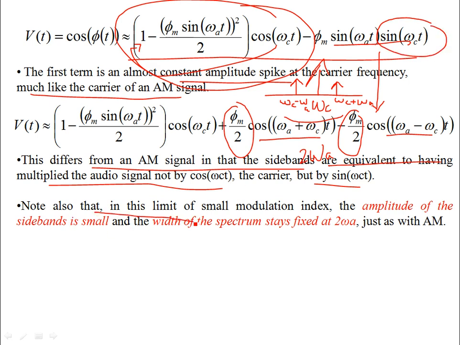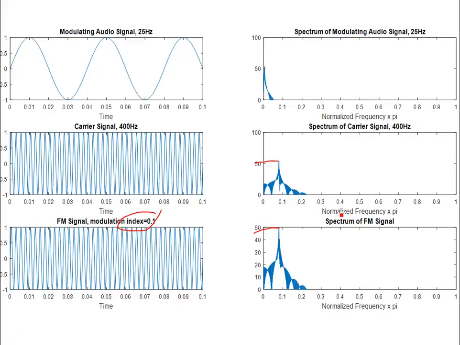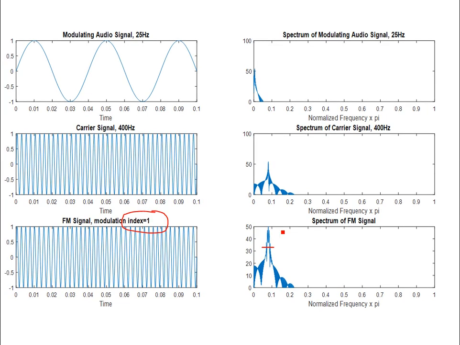Note also that in this limit, the small modulation index, the amplitude of the sideband is small. The amplitude is small because the modulation index is small. So the rest of the spectrum stays fixed at 2 MHz, just like AM. So if the modulation index is small, as you've seen previously, the spectrum is narrowband FM. It's just like an AM, so it's still narrowband.